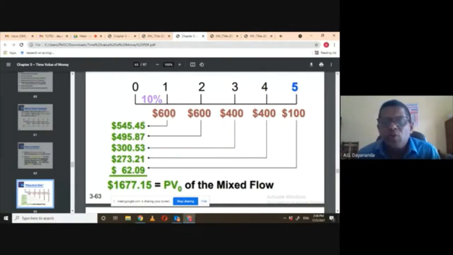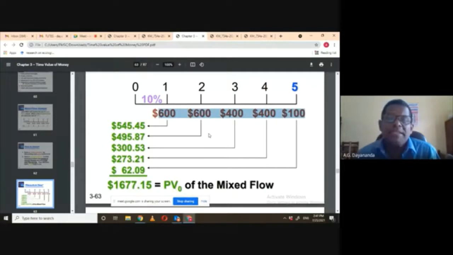So when you look at all these, if you consider this as a series of payments, the present value would be the sum, the total of all these present values. So 1677 is the present value of those series of cash payments.